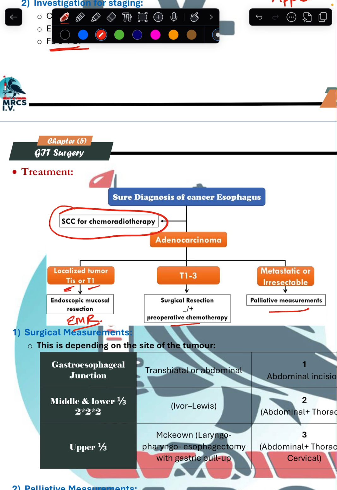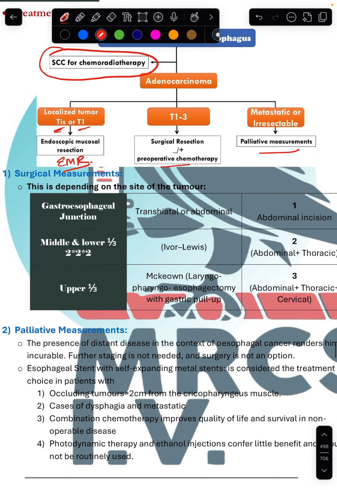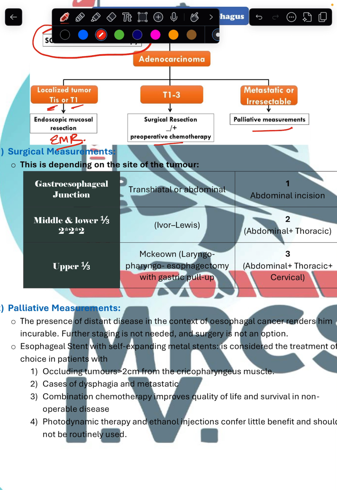for stenting. Surgical management depends on the site of the tumor. For the junctional esophagus, transhiatal or abdominal approach; it is at the junction, so an abdominal incision has to be taken. For the middle and lower one third, Ivor Lewis, abdominal and thoracic. For the upper one third, McKeown, laryngoesophagectomy, abdominal, thoracic and cervical.